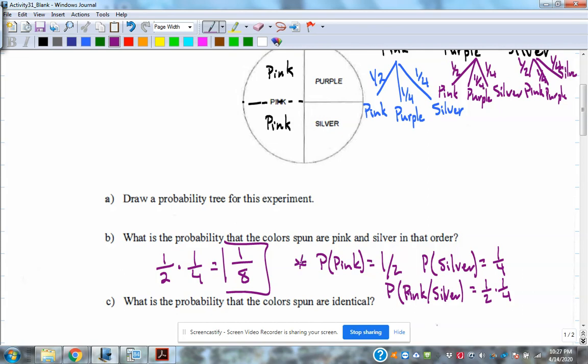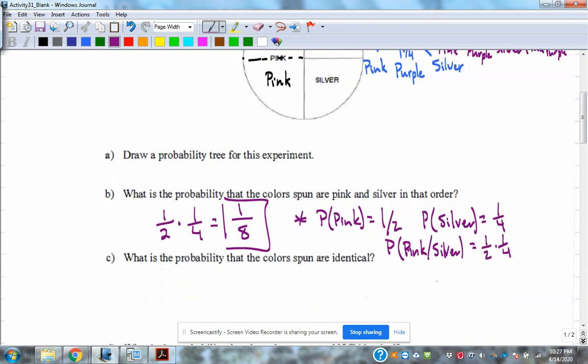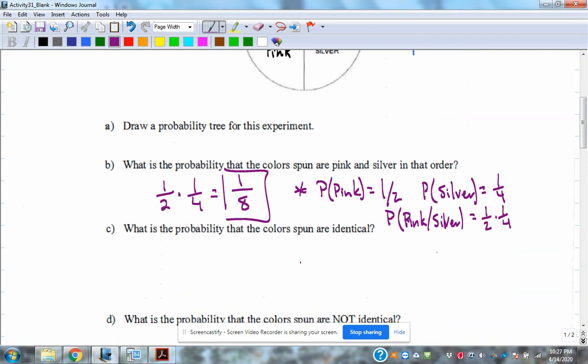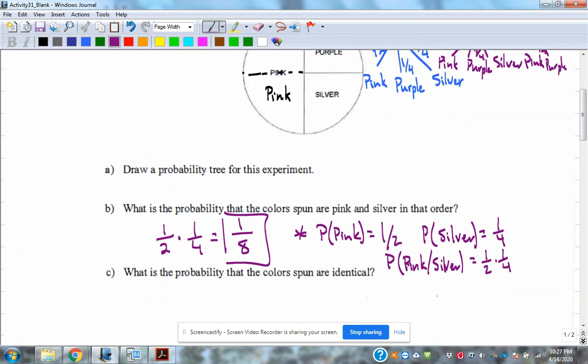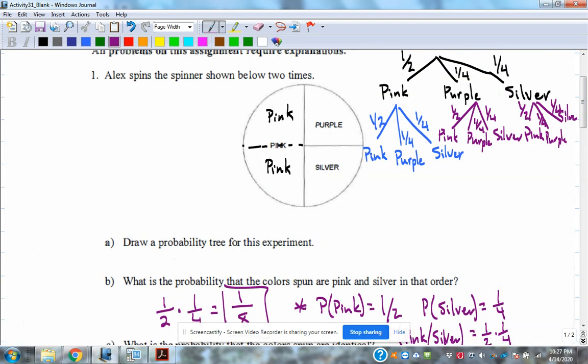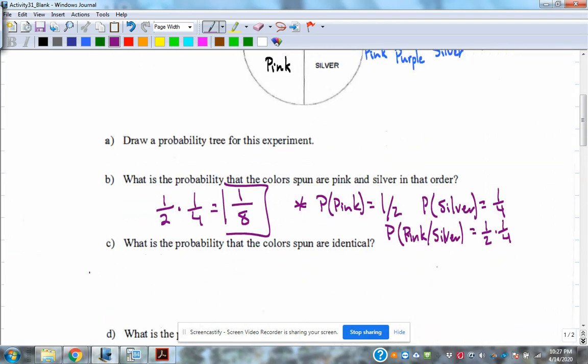Okay, so explanation is here. Actual work there. Probability the colors spun are identical. Okay, identical. So that's pink, pink, purple, purple, silver, silver. So let's do probability of pink, pink. That'd be 1/2, 1/2. Probability of pink, pink is 1/4.